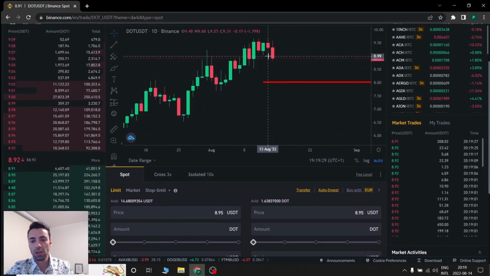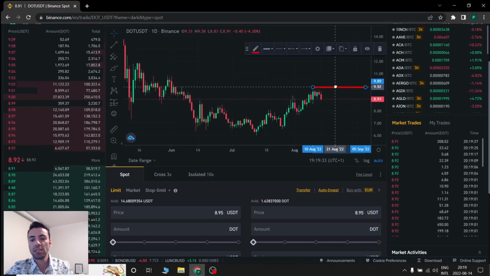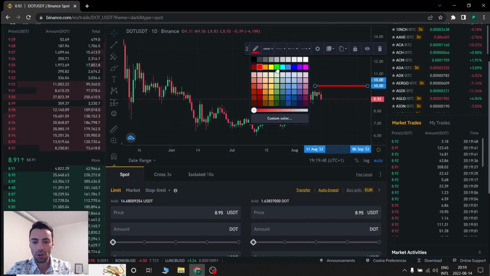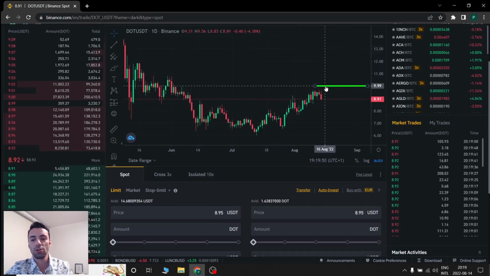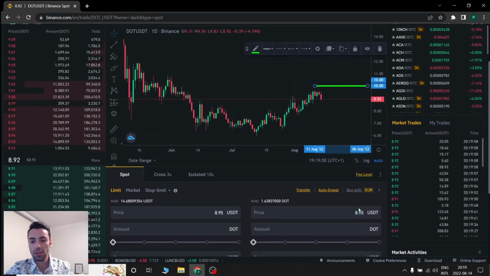price 8.93, and we predict the price will go to, I don't know, for example, $10. We want to get a profit of around $1.01. So I put it on green. So this is our target, for example. So we put the price in the sell part at, how much was it? 10.